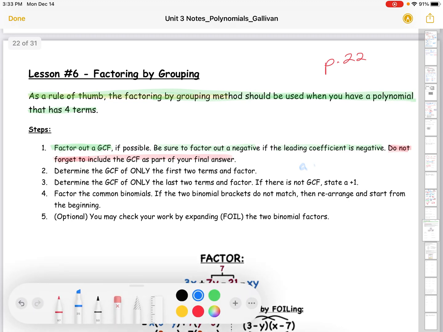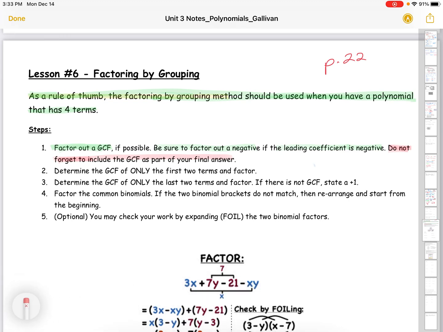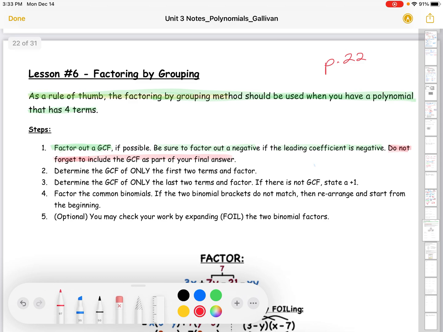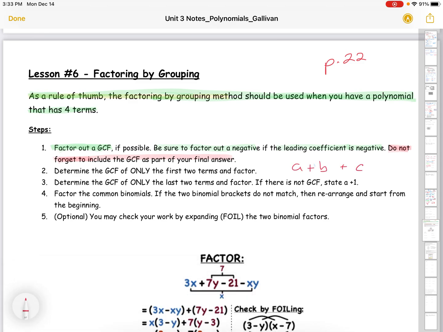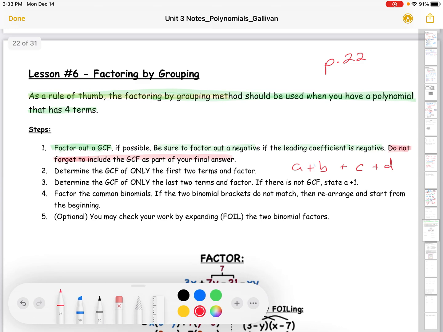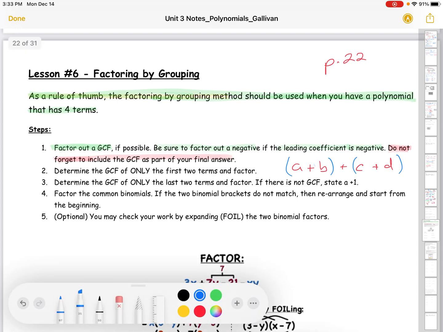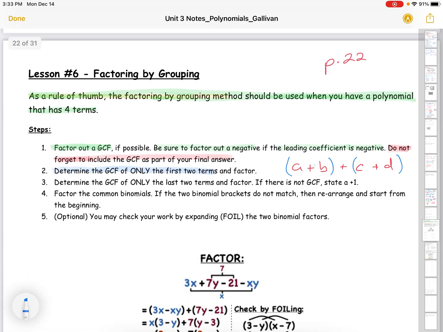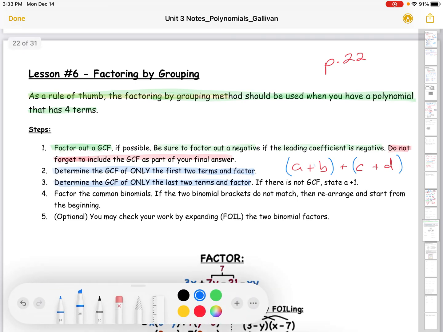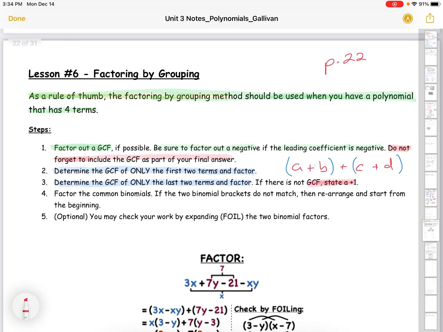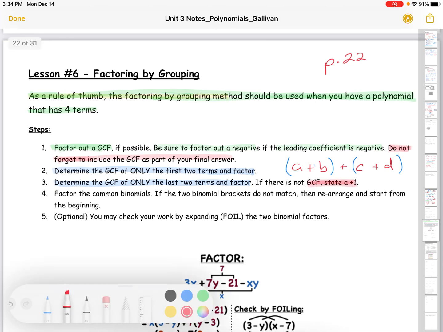So we have 4 terms. So if we have like A plus B plus C plus D, then what you're going to do is factor out from the first 2 and then from the last 2. So that's what this is referring to. The GCF of only the first 2 terms and factor, and then of only the last 2 terms and factor. If there's not a GCF, like if you do it and you go, well, there's nothing, then you take out a plus 1, okay?